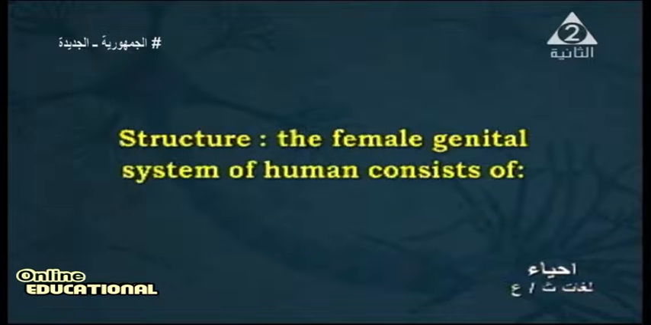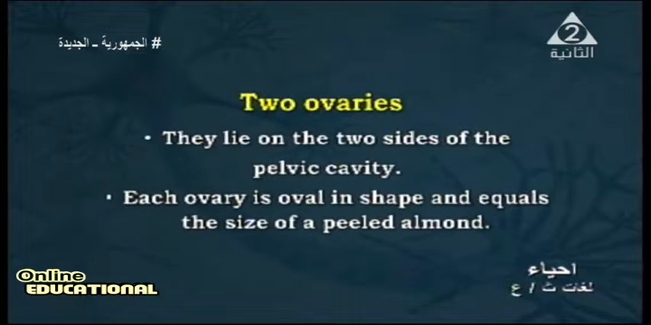What is the structure of the female genital system of the human? It consists first of 2 ovaries. What are the 2 ovaries? They lie on the 2 sides of the pelvic cavity. Each ovary is oval in shape, like a peeled almond, which means about the size of the tip of your thumb.